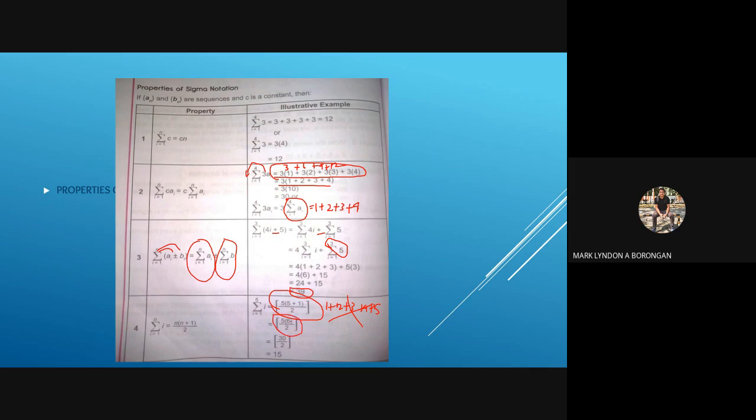Okay? Just substitute the 5, since it is n times n plus 1. So that will be 5 times 5 plus 1. Then 5 plus 1 is just equal to 6. And then 5 times 6 is 30. Divided by 2, you get 15.